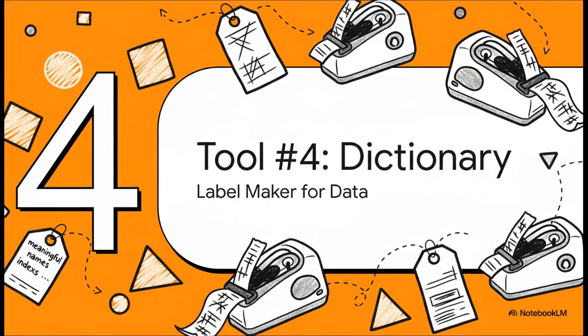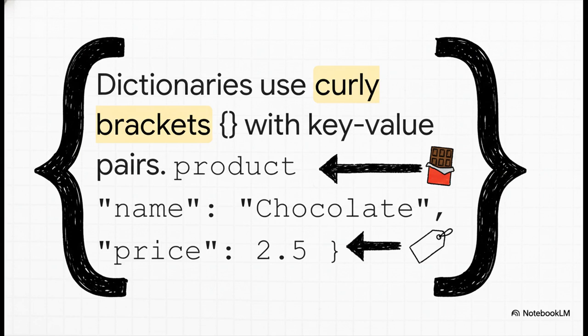And that brings us to our fourth, and you could argue most powerful tool, the dictionary. I love to call this the label maker for your data because it lets you stop worrying about positions like 0, 1, 2 and start using actual, meaningful labels. Now, a dictionary also uses those curly brackets like a set, but what's inside is completely different.